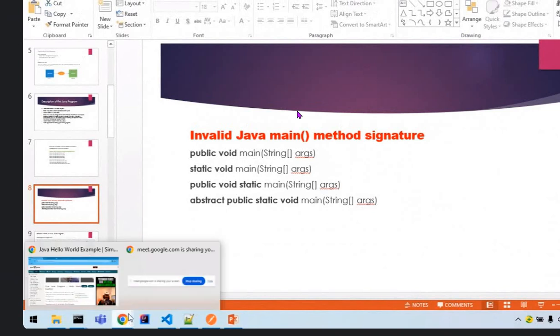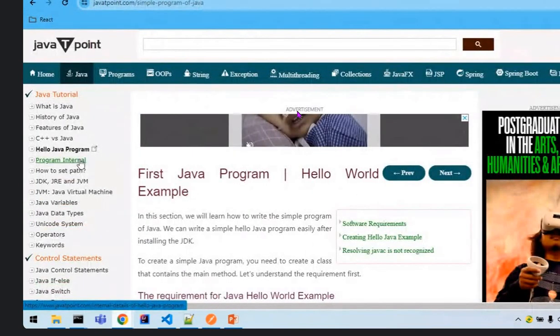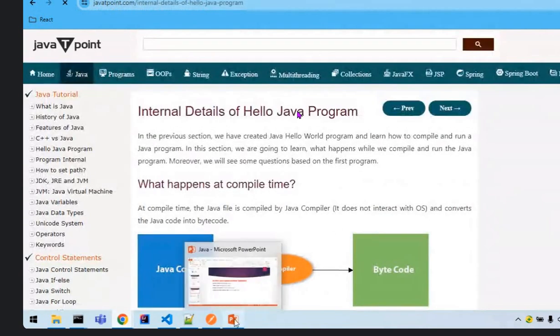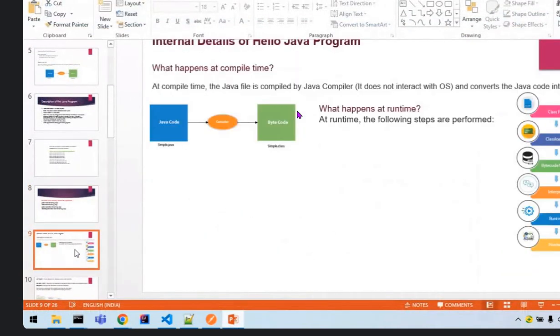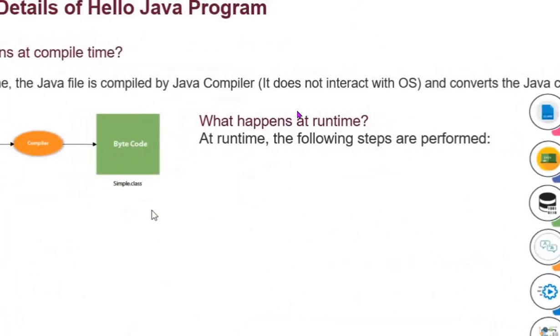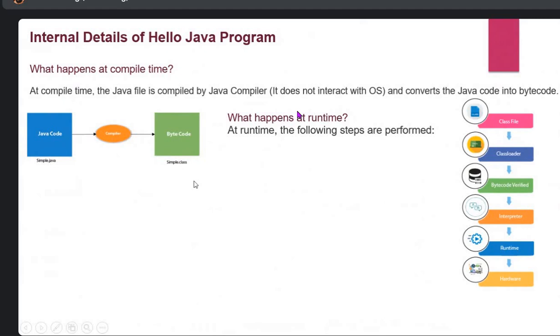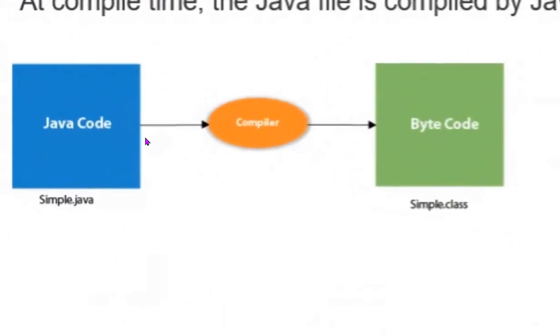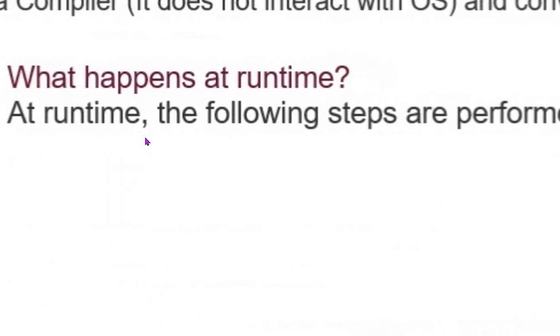The next one is this one, program internal. For that I have prepared the slide. So, internal details of Hello Java program. What happens at compile time? At compile time, the Java file is compiled by the Java compiler. It does not interact with the OS and converts the Java code into bytecode. What happens at runtime? At runtime, the following steps are performed.